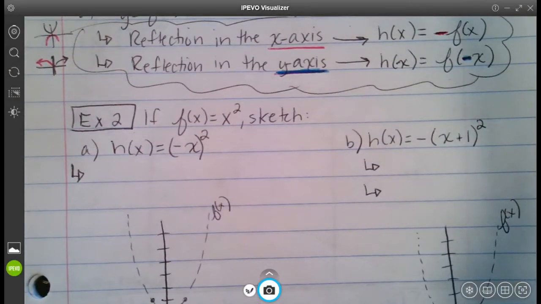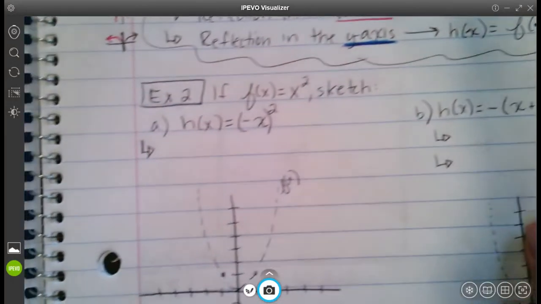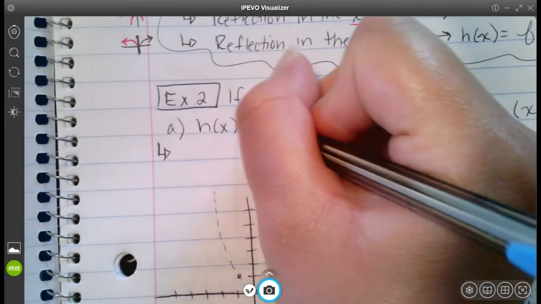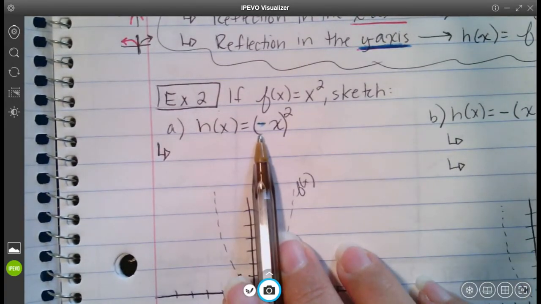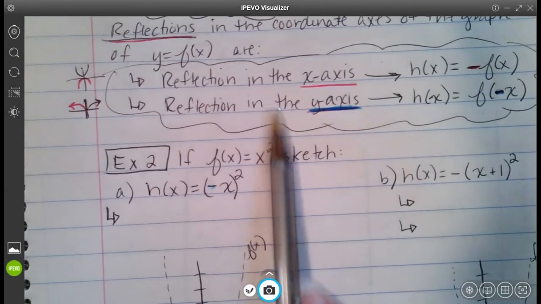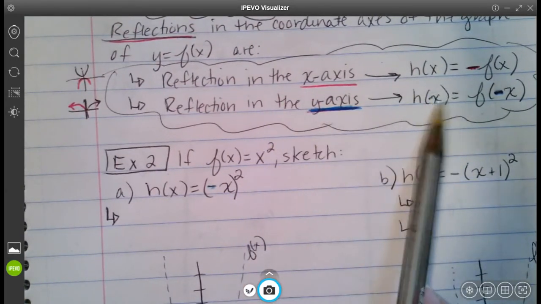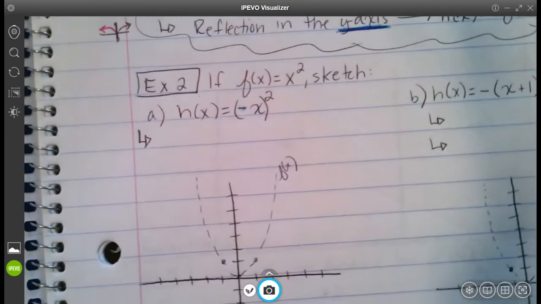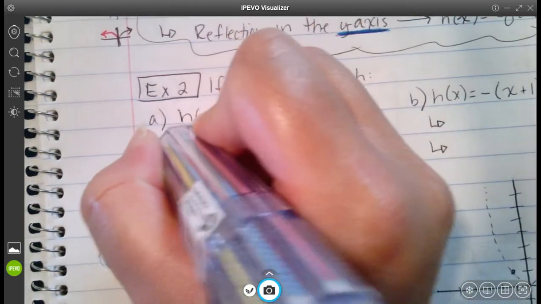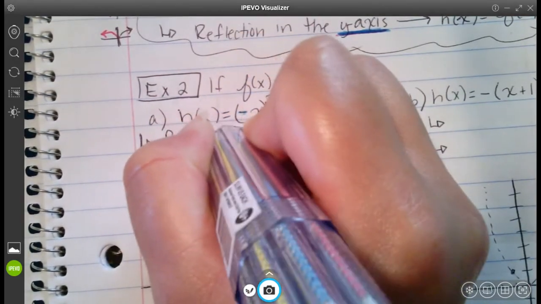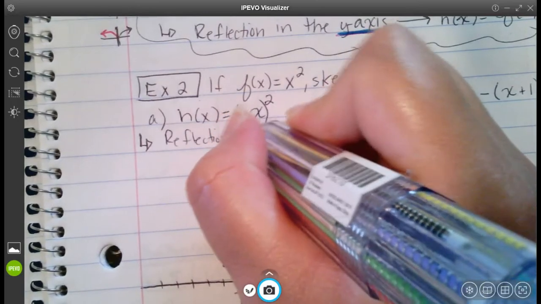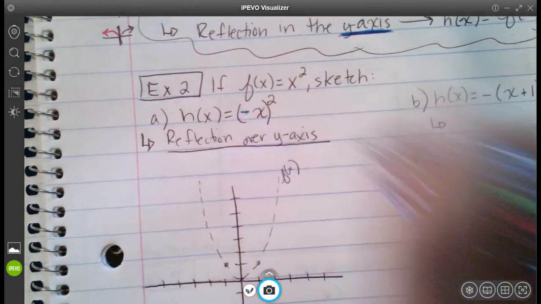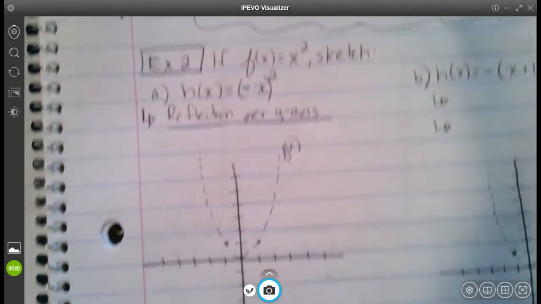For letter A, let me focus on letter A first. We have a negative on the inside. According to my little notes here, this happens where the x is negative, so it's a reflection in the y-axis. So I'm going to go ahead and write that down. Reflection, I'm going to say over, just because I prefer that word, over y-axis. So this is the transformation.